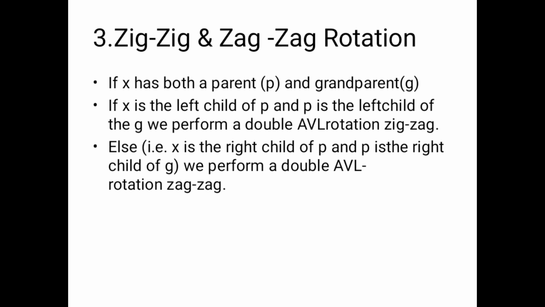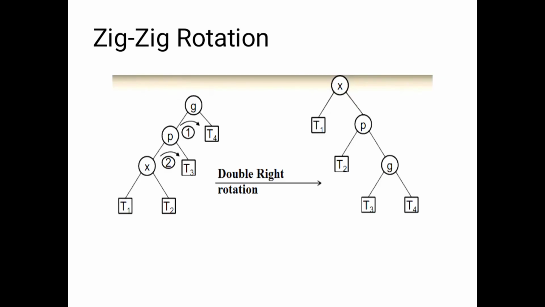It means zig-zig, we have to modify that one. It means X's parent is the left child and the parent is the grandparent's left child. Then we have to do the zig-zig rotation. Otherwise, we have to do the zig-zag rotation. If this is the case, we have to do that.